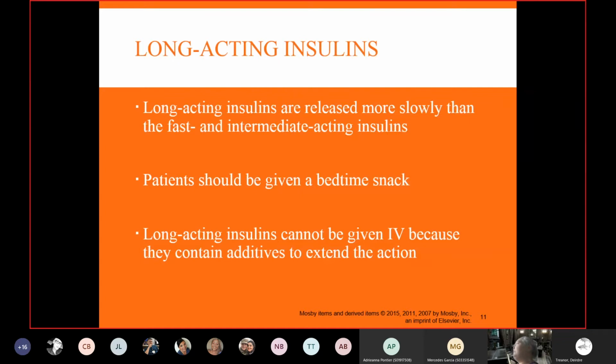So long-acting, they're released more slowly. Patients should always be given a bedtime snack with longer acting, and these also cannot be given IV because of the additives. Long-acting can be administered to patients with type 1 or type 2, whose levels are unresponsive to intermediate acting. So patients who have early morning fasting.